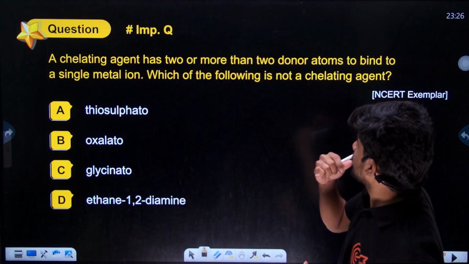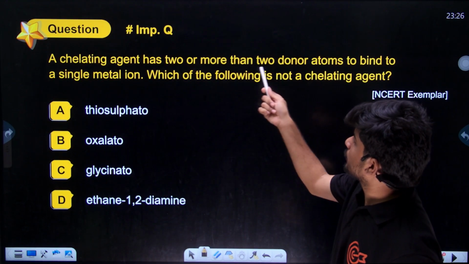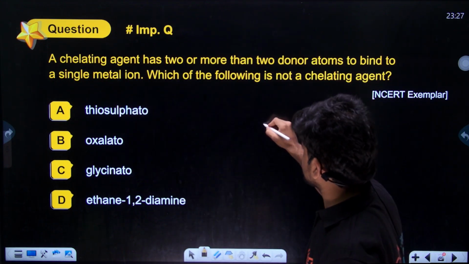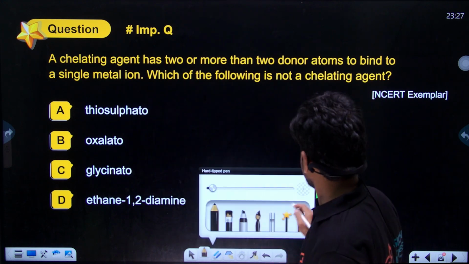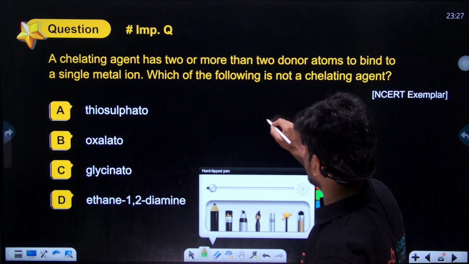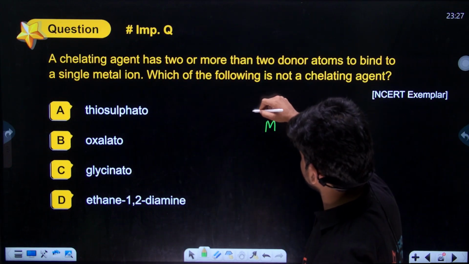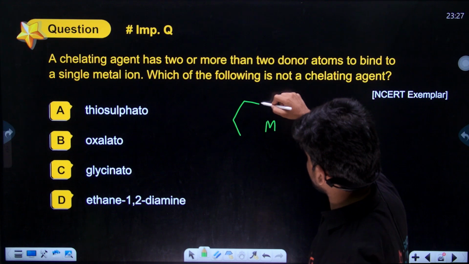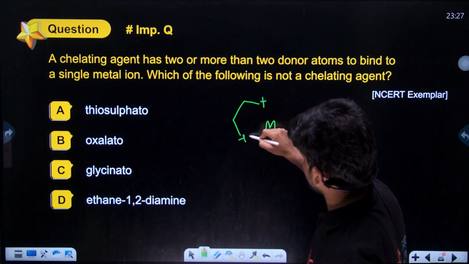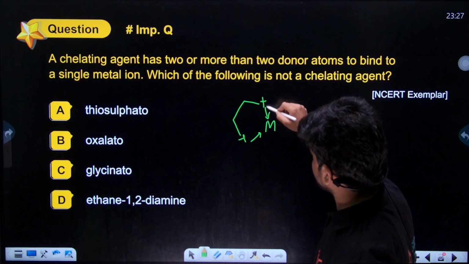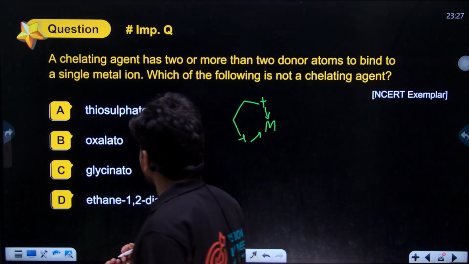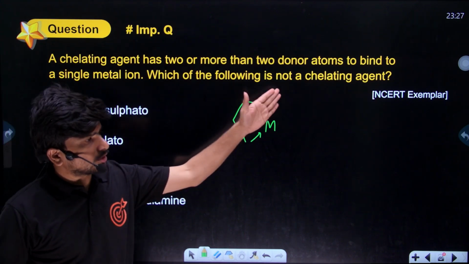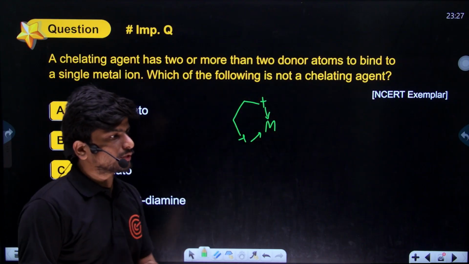How does it make it more stable? By having two or more than two donor atoms to bind to a single metal atom. Suppose this is your metal atom, and you have the chelating agent. Suppose I have a compound like this, with donors X and Y. So this is a donor, this is a donor. You can have more than two donors also. These bind together to a single metal atom. So which of the following is not chelating? Which of the following does not have more than two donors, is what it is asking.